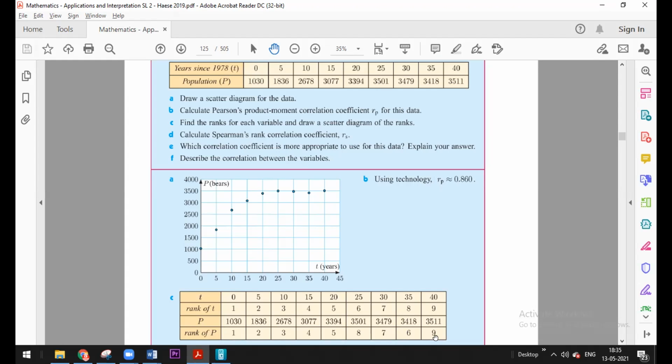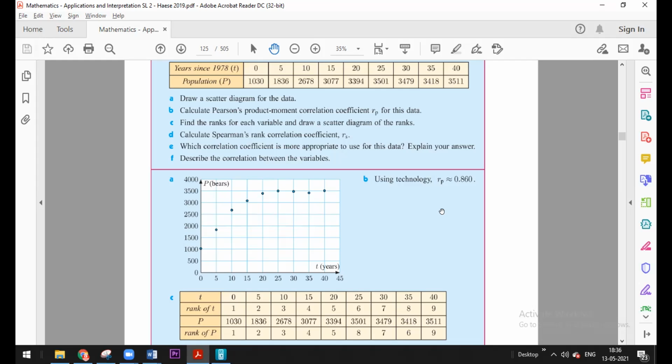Now you do one thing. Put these ranks in Calci and give me the answer. The product correlation coefficient is 0.860. Now you have to find the RS. RS means the Spearman rank correlation coefficient. So find RS using technology, using these ranks. Got it now? You do it now and give me the answer for RS. I'll go down and check the RS answer. Now I'll show you the RS answer. If you get that in your Calci, that means you got this.